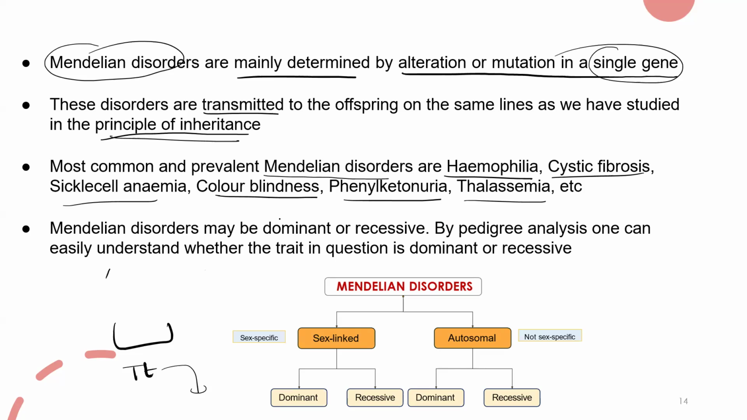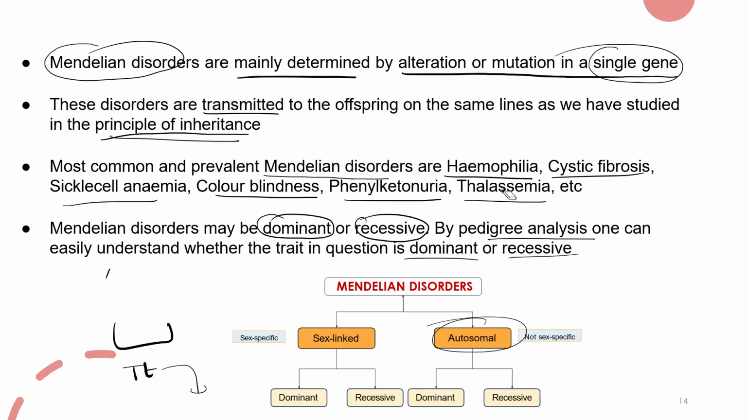So Mendelian disorders can also be dominant or recessive. By pedigree analysis, one could easily identify whether a disorder is dominant or recessive, and whether it is sex specific or not, that is, autosomal. So that's it. About these diseases, we'll be studying in the next class. Once these diseases are completed, then there are recombinations. So mostly in two classes, we'll finish off this chapter. Okay, guys, thank you. Does anyone have doubts?